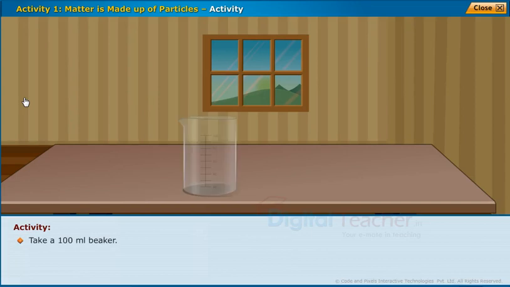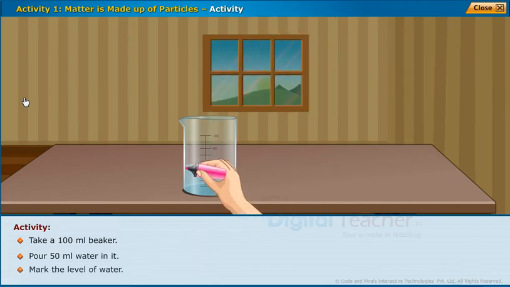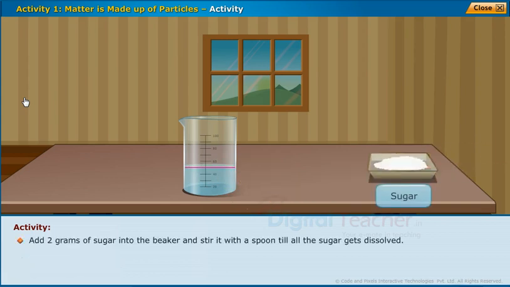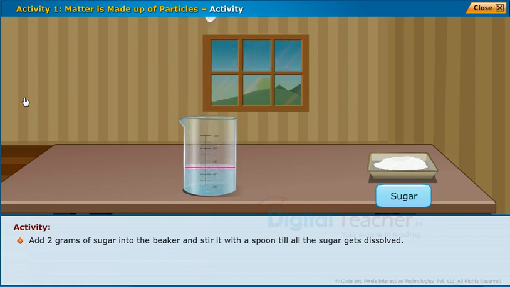Take a 100 ml beaker. Pour 50 ml water in it. Mark the level of water. Add 2 grams of sugar into the beaker and stir it with a spoon till all the sugar gets dissolved. Observe any changes in water level.